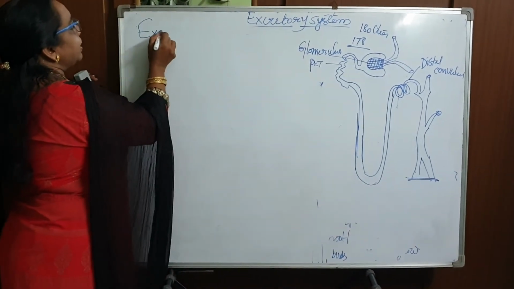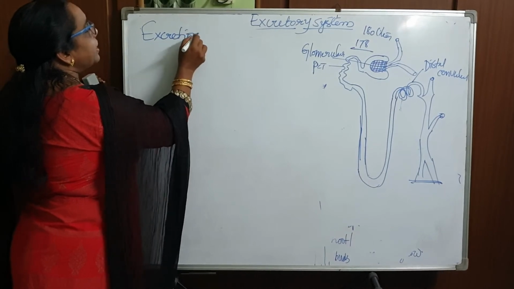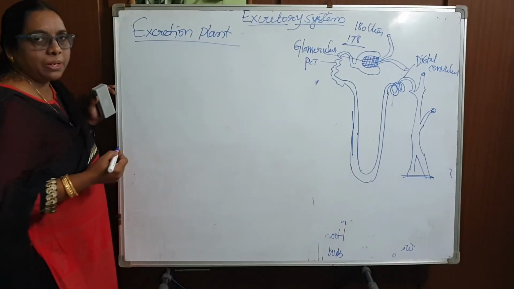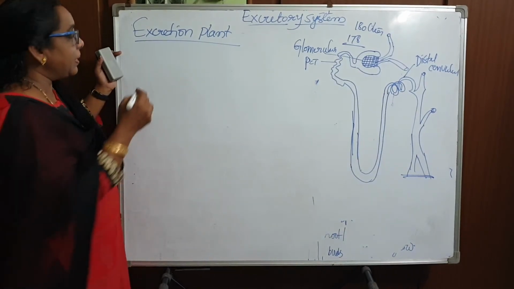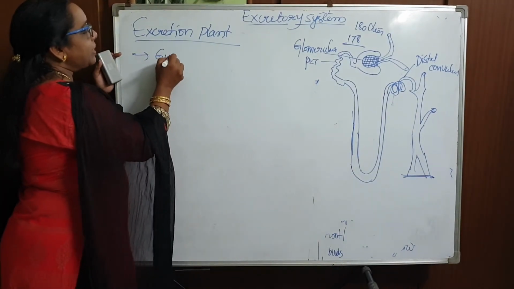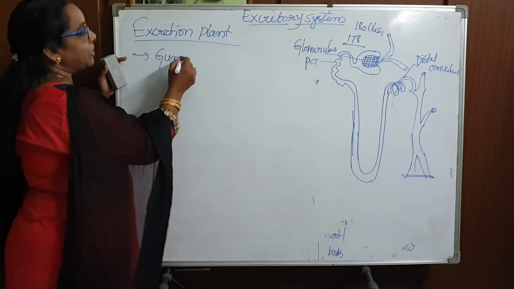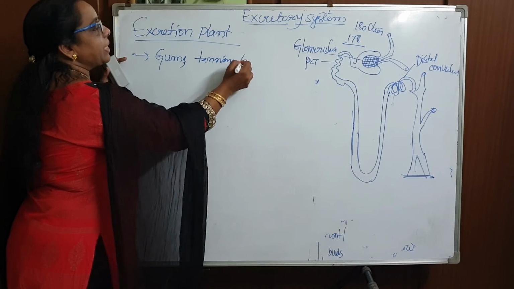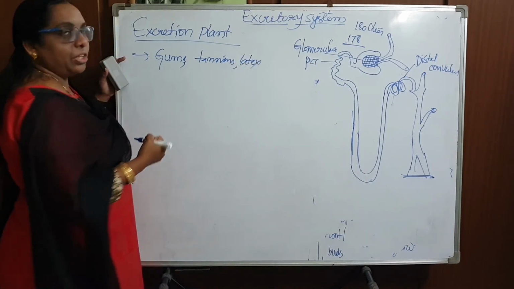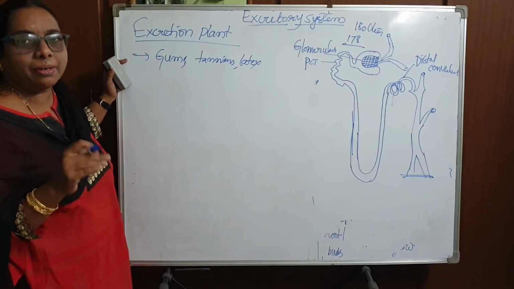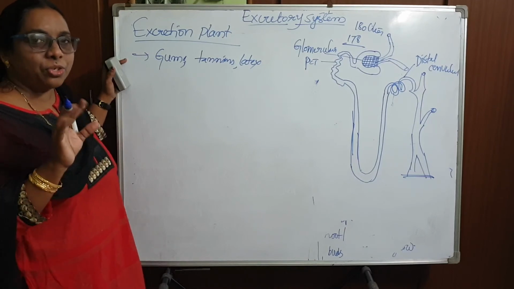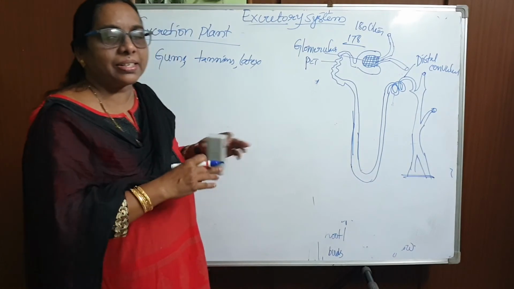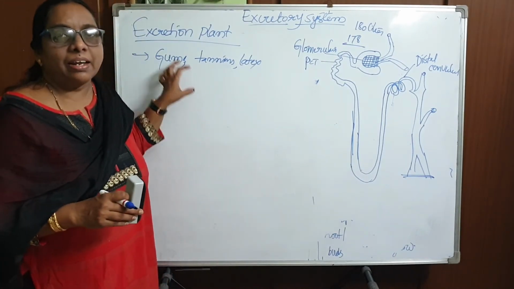Excretion in plants. In plants also, there is a need for excretion. How does this excretion take place? What are the excretory products released by the plant? Plants release excretions in the form of gums, tannins, latex, or alkaloids. These are all called secondary metabolites. Plants give 2 types of products. Primary metabolites are carbohydrates, proteins, and fats, and the secondary metabolites are waste products.